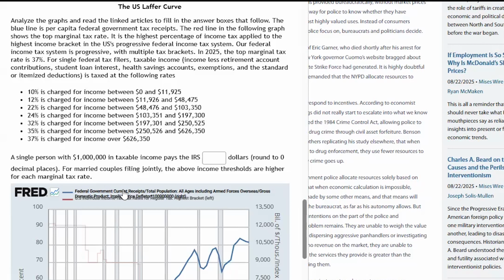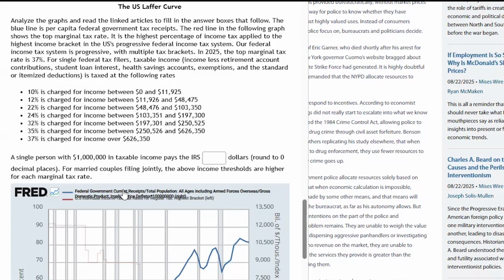For incomes just above 100,000 and just below 200,000, you pay 24% income tax. And then for income that is just under 200,000 to right around 250,000, you pay 32%. Any income earned over 250 to 626,000, you pay a 35% rate. And then any income over 626,000, you pay a 37% rate.